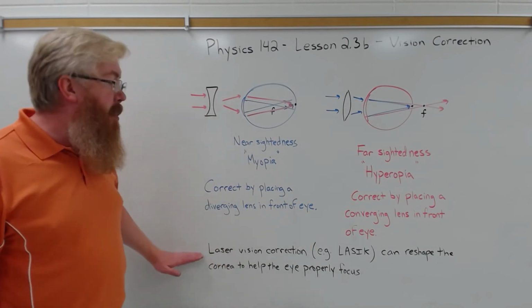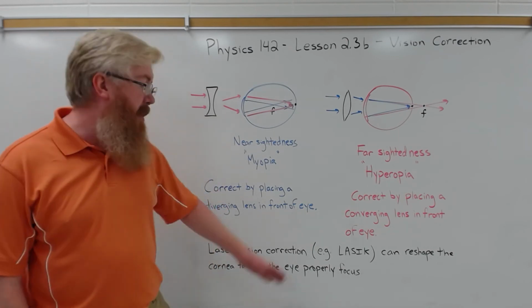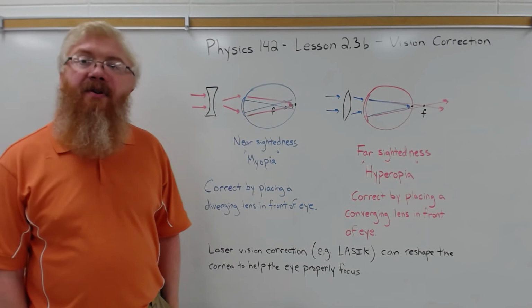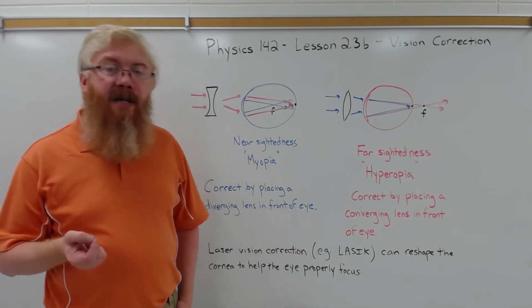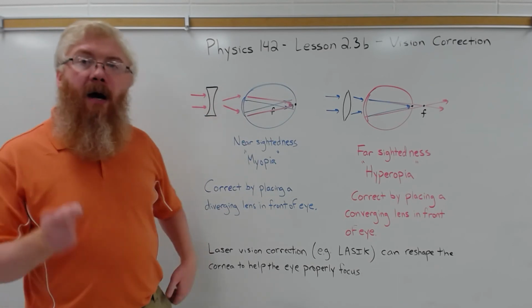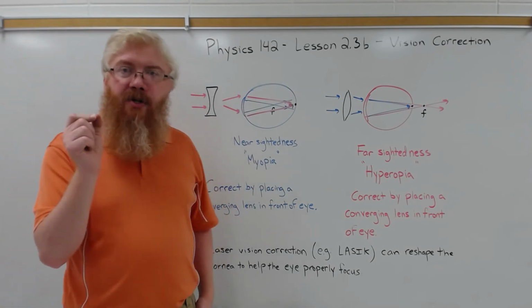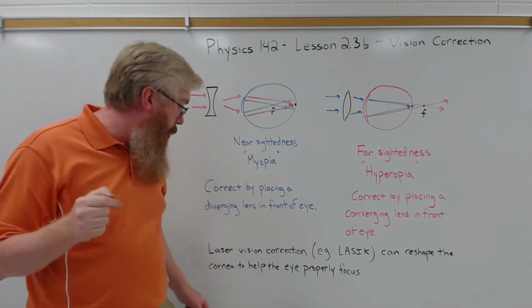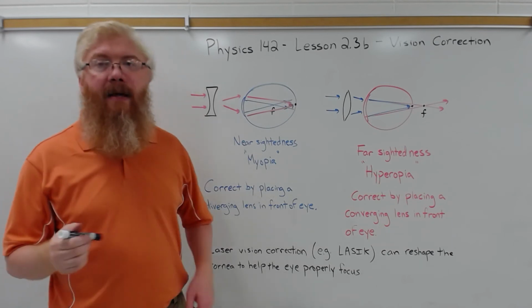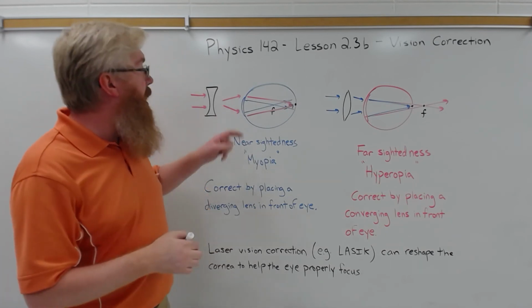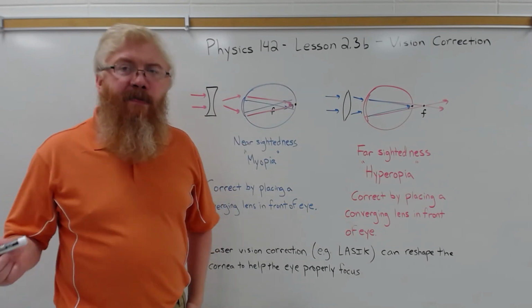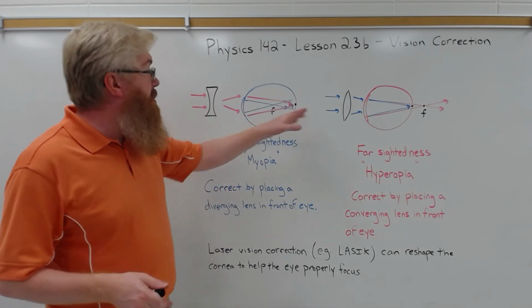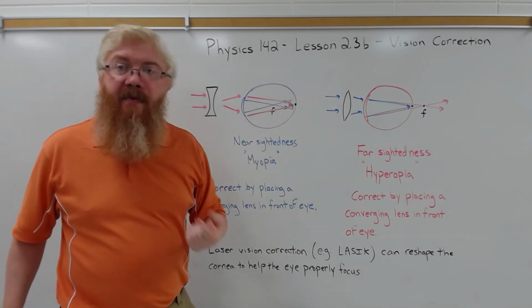And then finally, your book talks about LASIK, which is probably the most popular form of laser vision correction. In a LASIK procedure or a similar procedure, lasers are used, usually ultraviolet lasers, to which the lens and the cornea tissue aren't transparent. So it will cut into the cornea and reshape the cornea itself. Remember, the cornea is responsible for about 2/3 of the focusing of your eye.